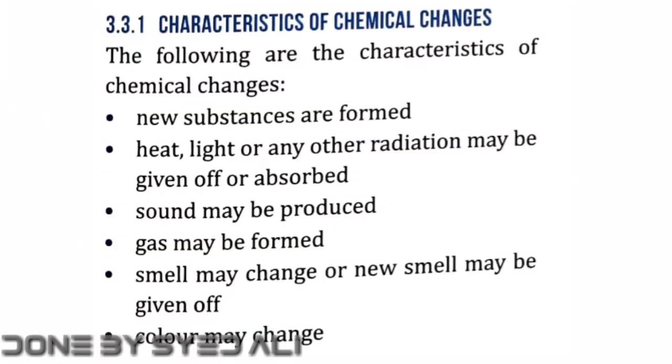Then next we can go for characteristics of chemical changes. The first one, new substances are formed. The second point, heat, light or any other radiations may be given off or absorbed. Sound may be produced. Gas may be formed. Smell may change or a new smell may be given off. Color may change.